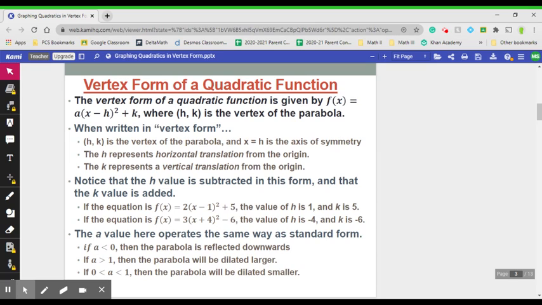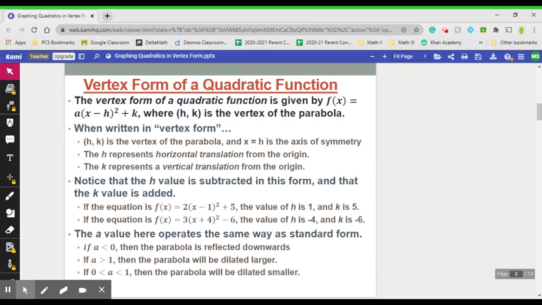If a happens to be a negative number, that means the parabola is going to be reflected downwards, or have a vertical reflection. If a is a number bigger than 1, the parabola would be dilated larger. And if it's a fraction or a decimal between 0 and 1, the parabola will be dilated smaller. Like I mentioned earlier, when you're saying dilated larger, some people refer to that as the parabola being stretched upwards or stretched downwards, and it's going to be skinnier. For dilated smaller, you might say that it is flatter, or closer to its x-axis if it happens to be there.